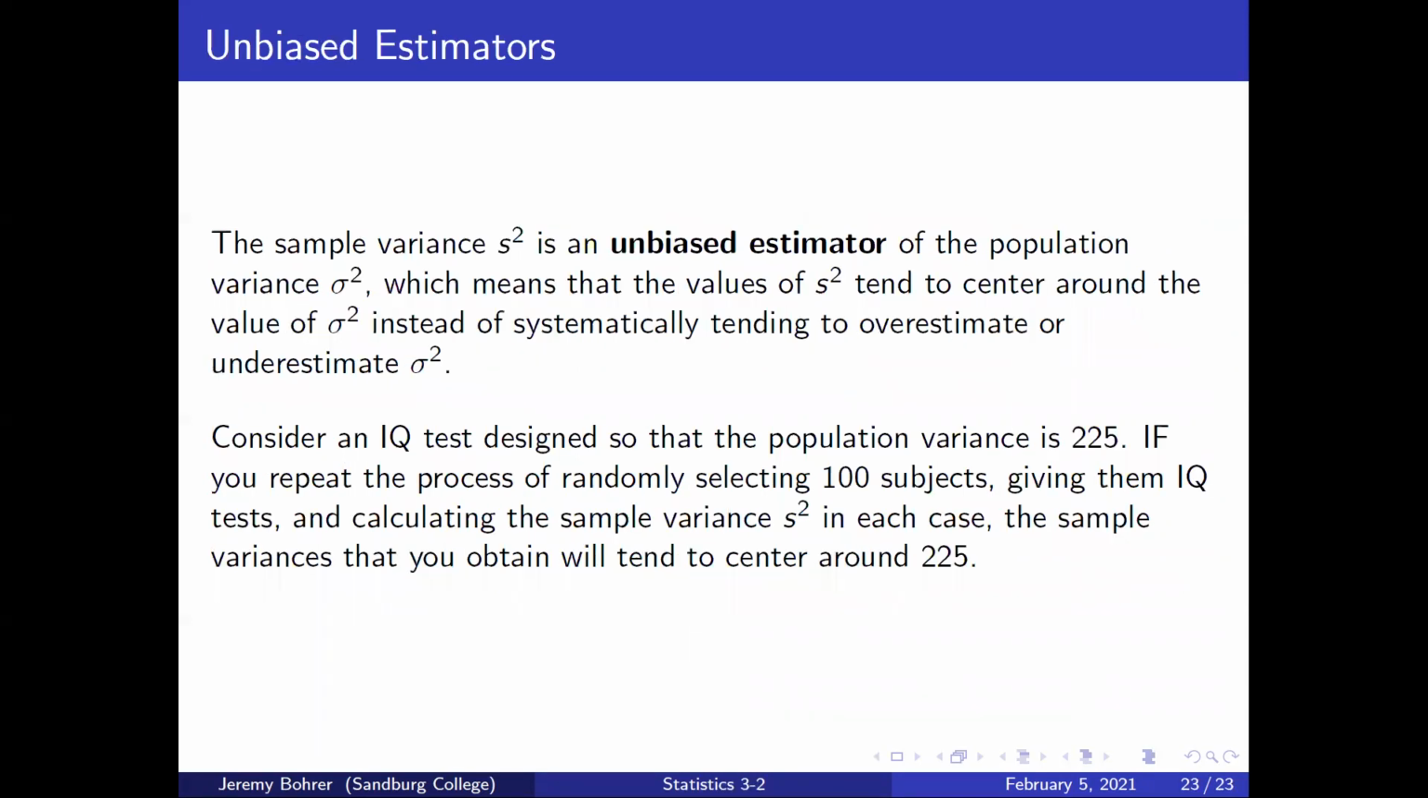The sample variance s squared is an unbiased estimator of the population variance sigma squared, which means that the values of s squared tend to center around the value of sigma squared instead of systematically tending to overestimate or underestimate sigma squared. Consider an IQ test designed so the population variance is 225. If you repeat the process of randomly selecting 100 subjects, giving them IQ tests, and calculating the sample variance s squared in each case, the sample variances that you obtain will tend to center around 225.